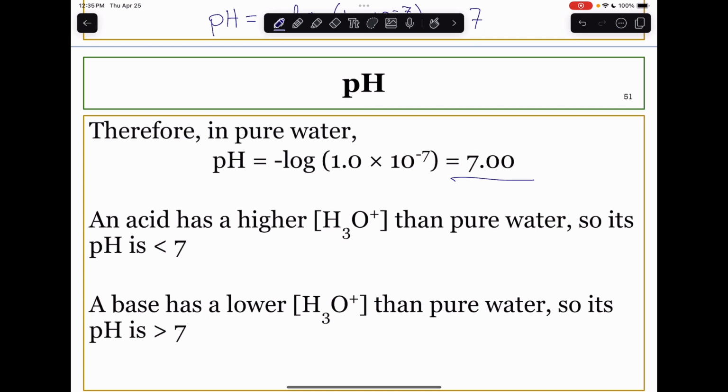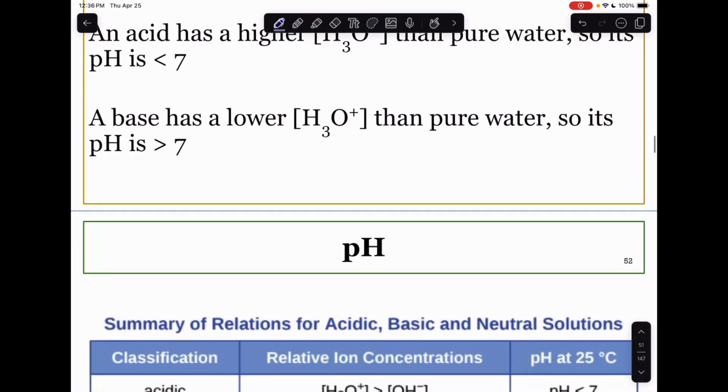An acid has a higher concentration of H3O than hydroxide, and it's higher than in pure water, so its pH is less than 7. And then a basic solution has a lower concentration of H3O than in pure water, and it's a higher concentration of hydroxide, so its pH is greater than 7.